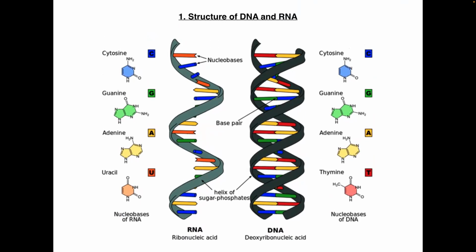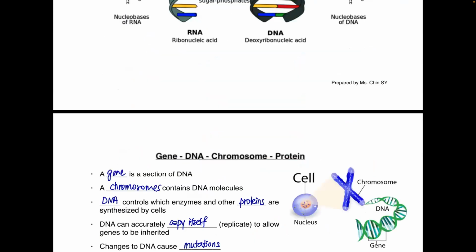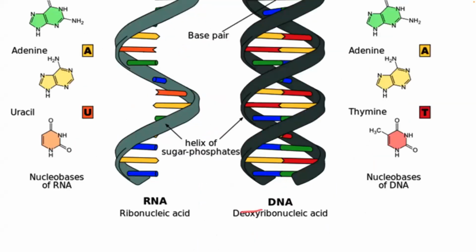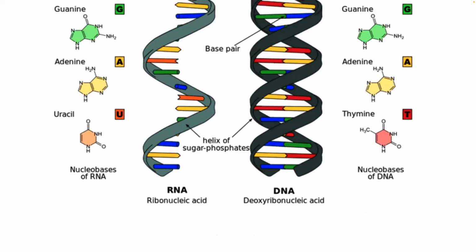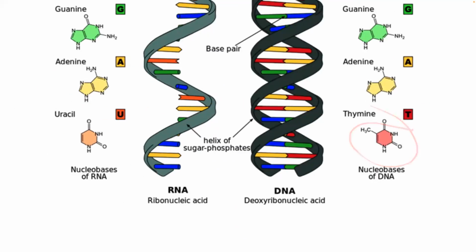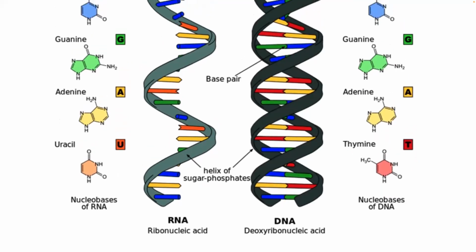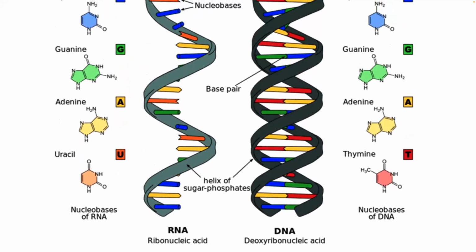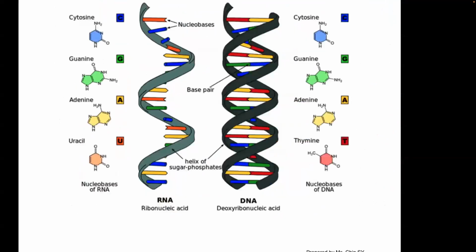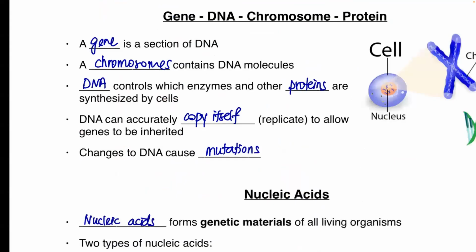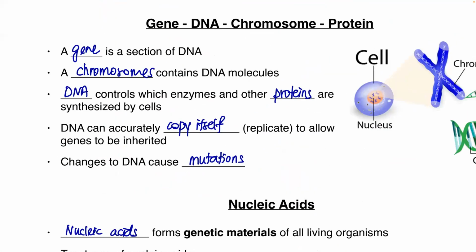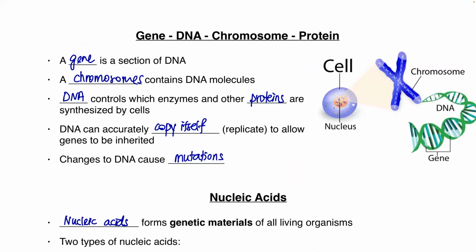So we will talk about DNA. As you know, DNA stands for deoxyribonucleic acid, and RNA is ribonucleic acid. Later we're going to look at the structure in detail. Just by the name itself, we know that for DNA, in terms of the nucleotide, they lack one oxygen as compared to RNA. Gene is a section of DNA. Maybe you copy this first.